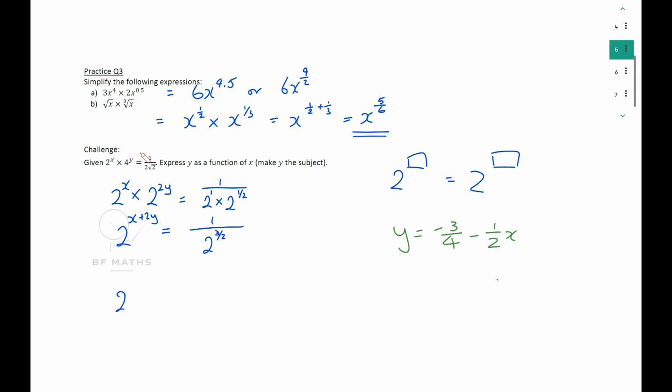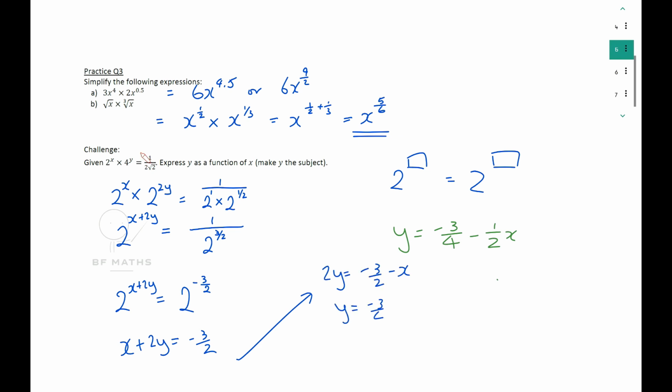And then we don't like the 1 over. The 1 over means a negative power. So now both sides have base 2, so we can now make the powers equal to each other. Then from here, it's just basic algebra to make y the subject. First of all, we can minus x on to the right side, divide by the 2, so minus 3 over 4 minus 1 over 2x. Or you can write x over 2, that's the same thing. Alright? Next.